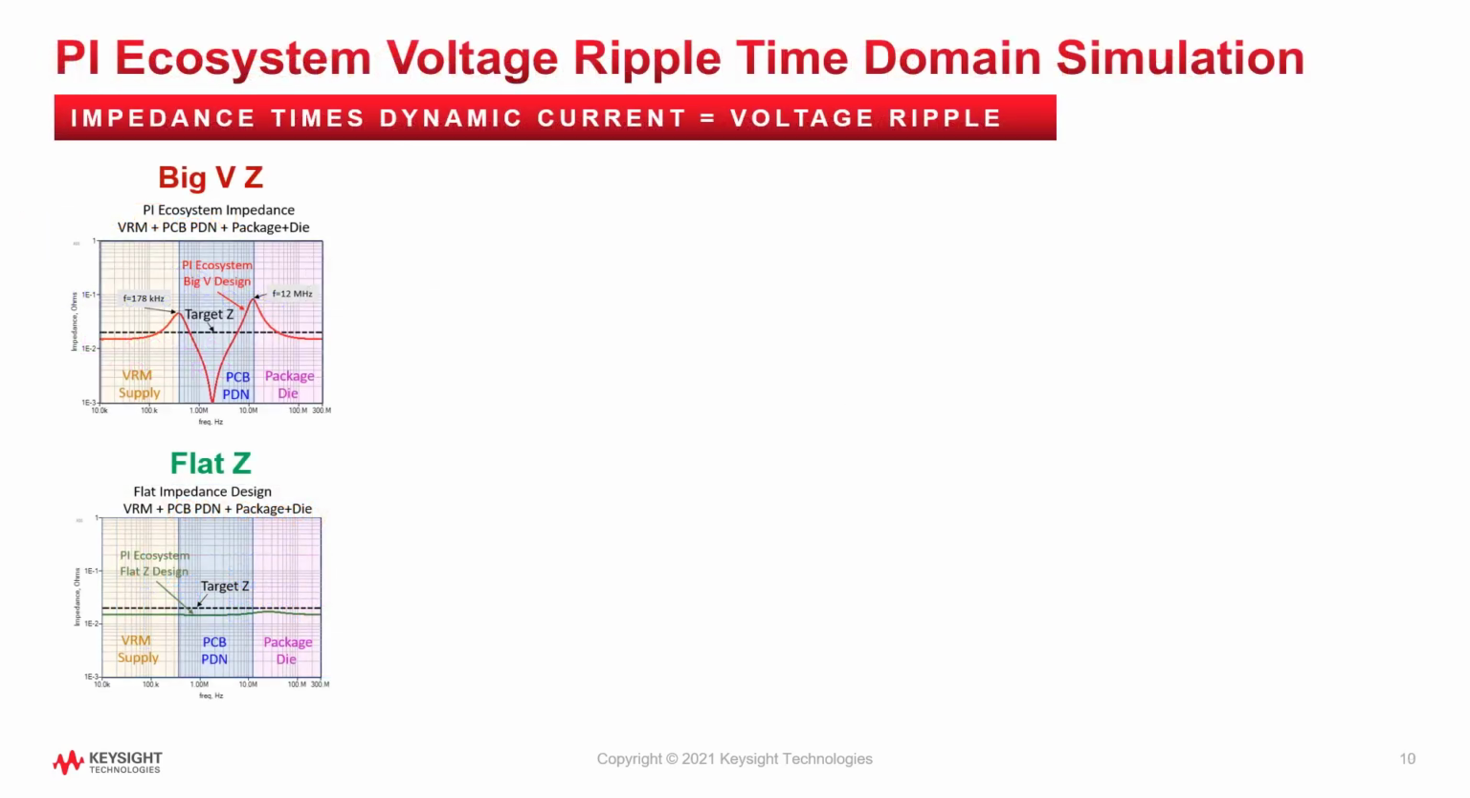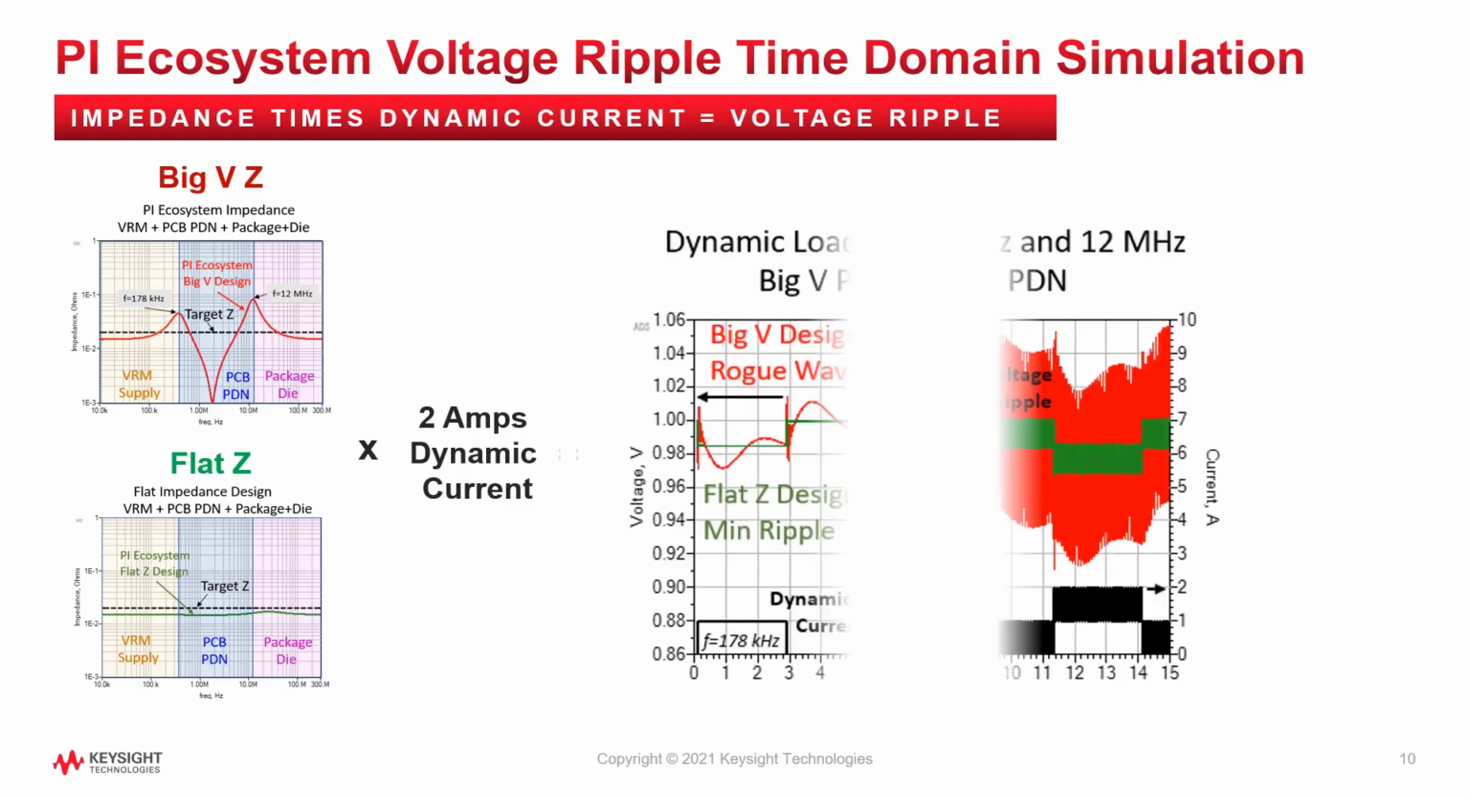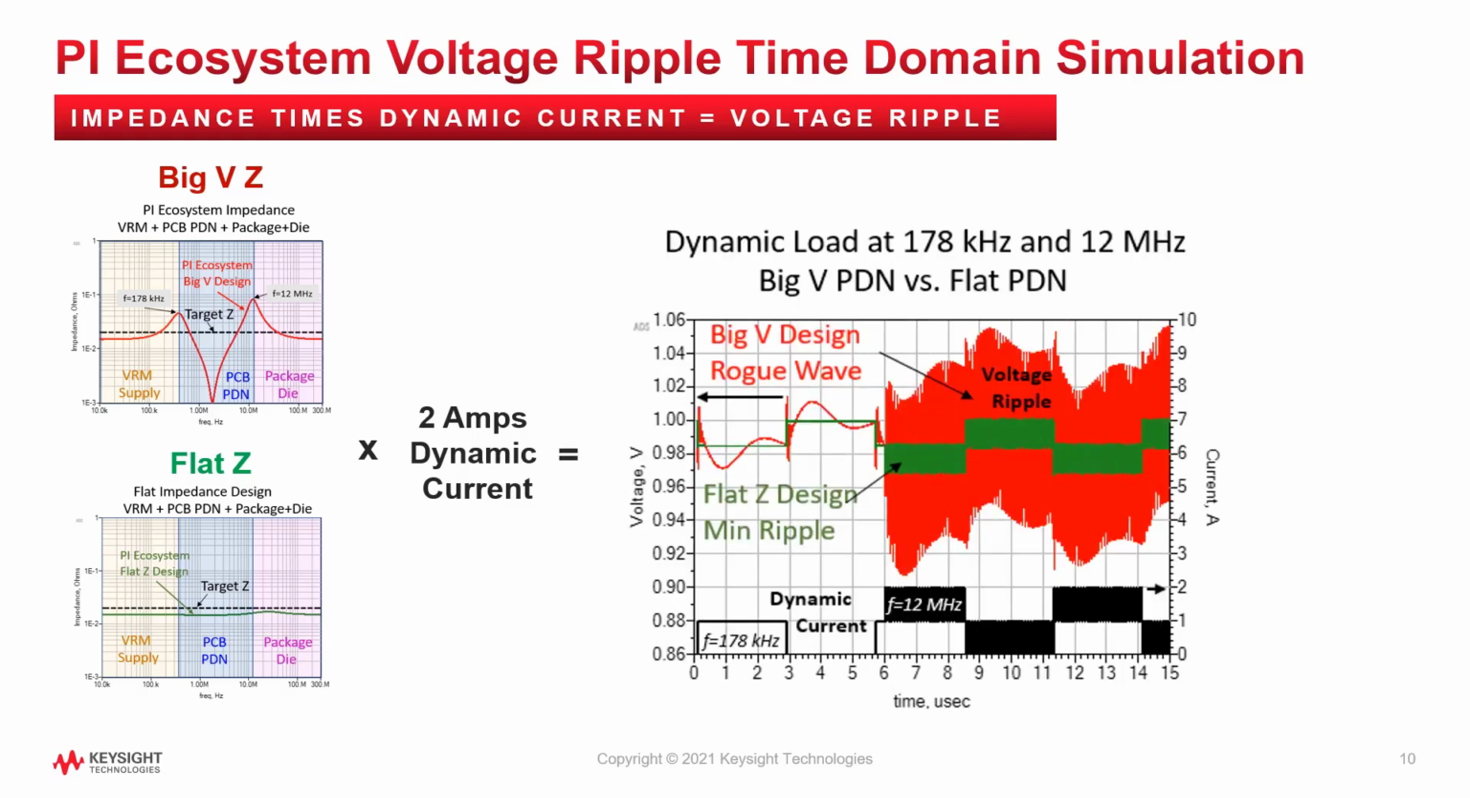Here is a PI ecosystem voltage ripple time domain simulation that compares the performance of the big V impedance design in the top left graph versus the flat impedance design in the bottom left. In simulation, it is easy to change the AC sweep that generated these plots to a dynamic transient pulse load to simulate voltage ripple versus time as shown in the graph on the right.